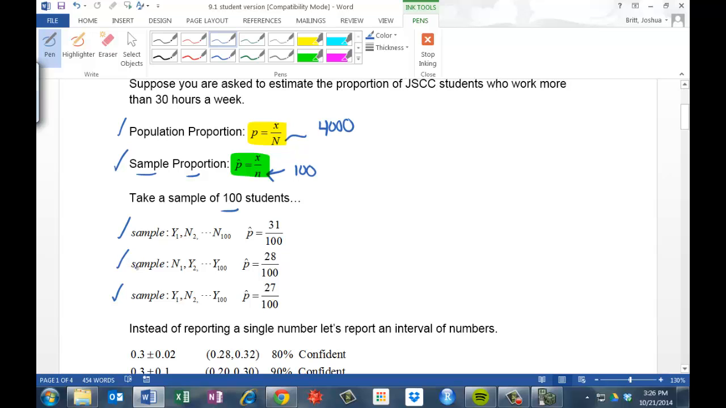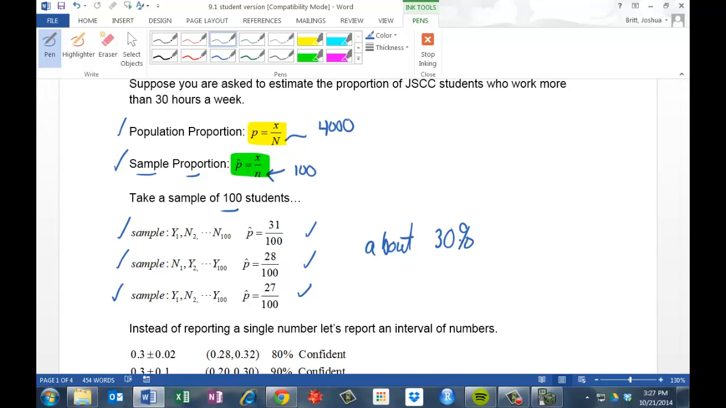I did another sample in another class of mine, and I found out that roughly 28% said that they do. So here we have a statistic, and a statistic, and a statistic, based on the three classes that I surveyed. Since we have 31% and 28%, we can assume roughly 30% of students at Jackson State work more than 30 hours a week.